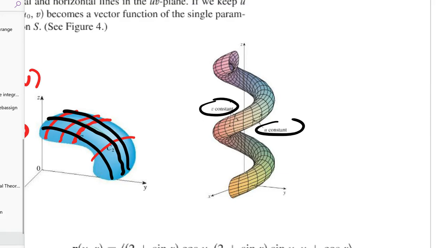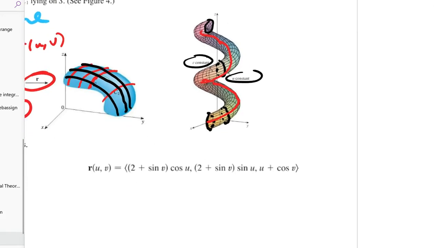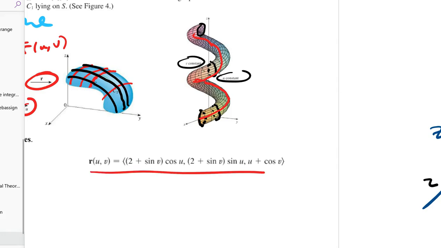So u constant are these circles. This is a different graph. u being constant are these circles right here. And then v being constant are these helixes, like this. And you can see this in the expression for the parameterization.